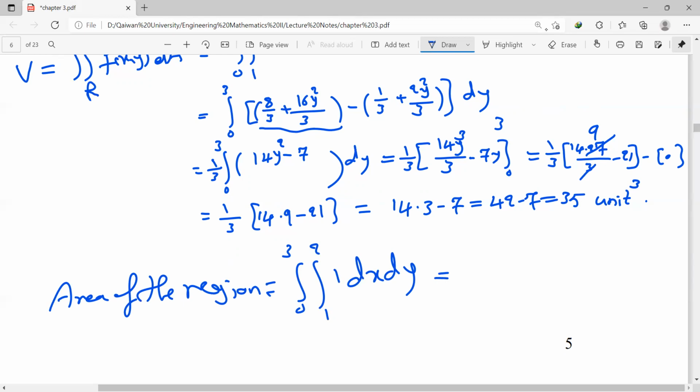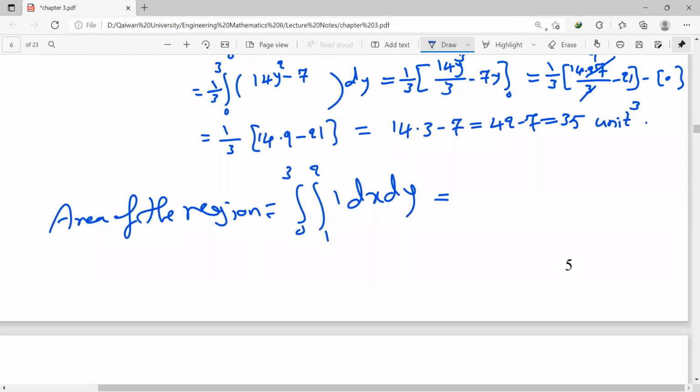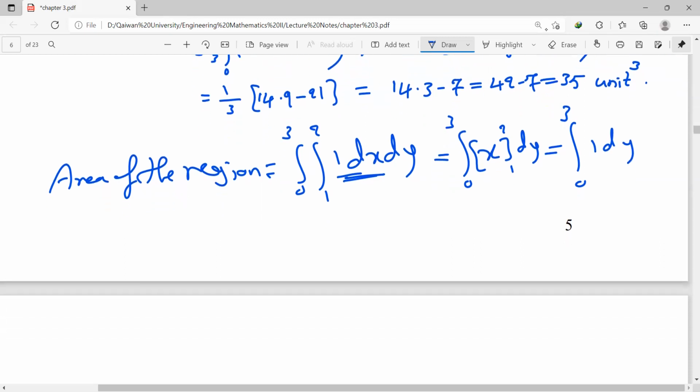For finding area of the region, we say it's just taking the double integration over the region. That means we don't use the function here. We just use 1. Our function here is 1. The integration of 1 dx is x. So it's x, the integration from 0 to 3 for x from 1 to 2 dy. And it equals integration from 0 to 3, 2 minus 1 is 1 dy. Now we take another integration with respect to y. It is y from 0 to 3, which equals 3.